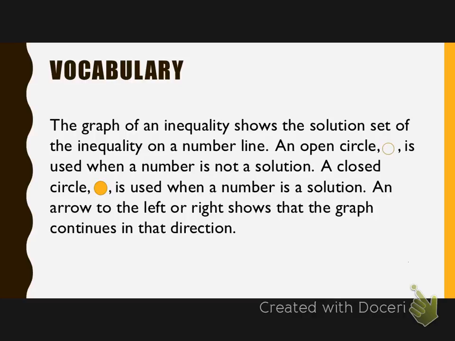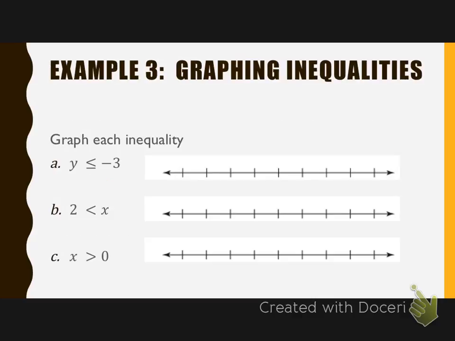So the graph of an inequality shows the solution set of an inequality on a number line. An open circle is used when a number is not a solution. A closed circle is used when the number is a solution. An arrow to the left or right shows that the graph continues in that direction. So let's look at some examples of that.